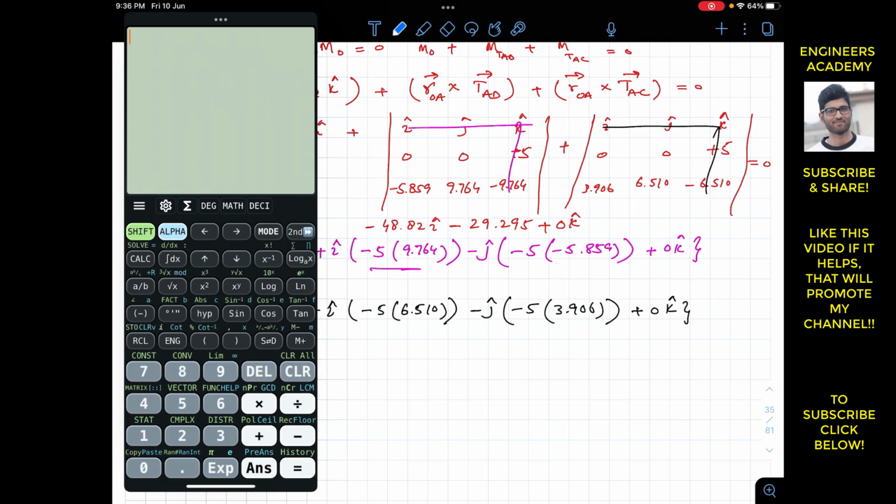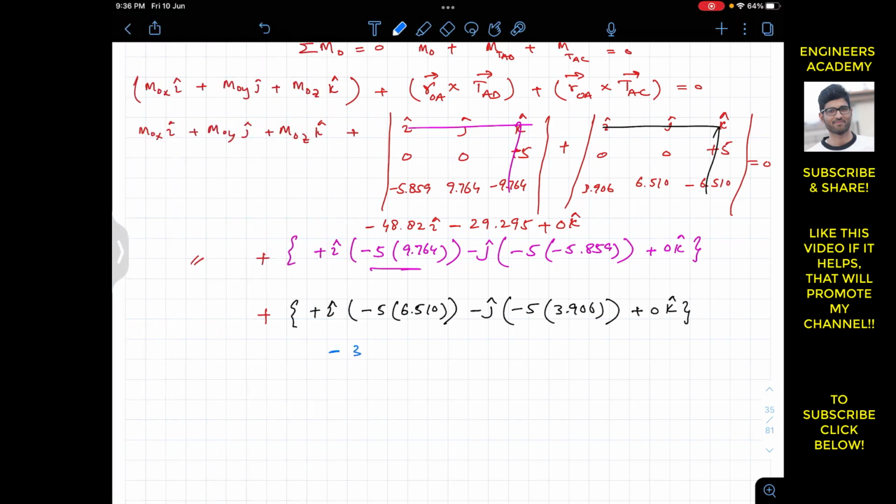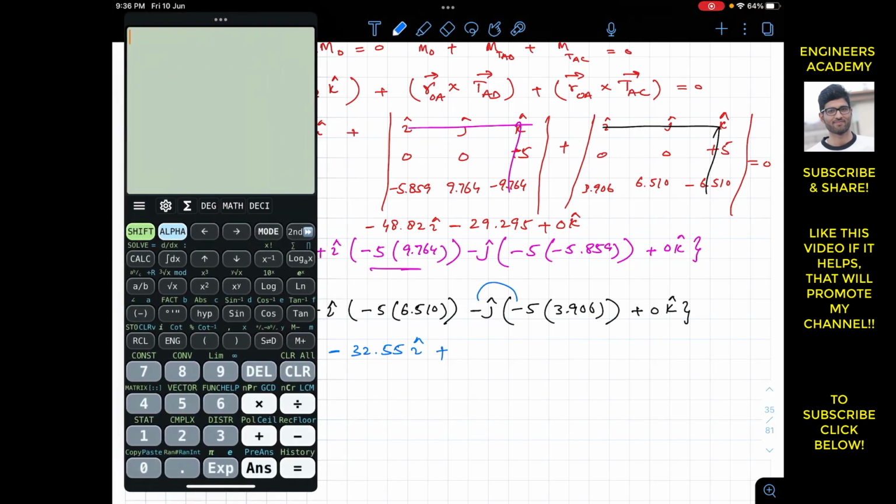So now first let's find all these. This is minus 5 into 6.510. This gives me 32.55. So this is minus, and this will become minus into minus is plus. So we will write plus, and this is 5 multiplied by 3.906. This gives me 19.53j and plus 0k, and this whole will be equal to 0.